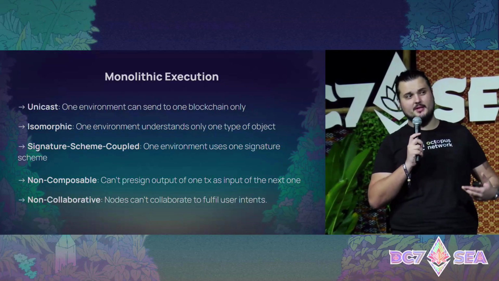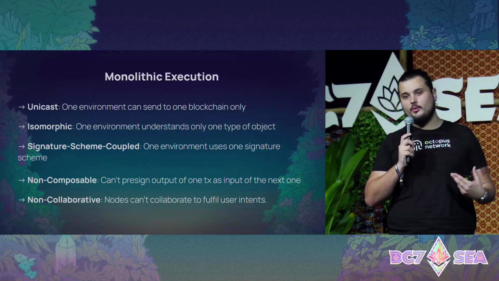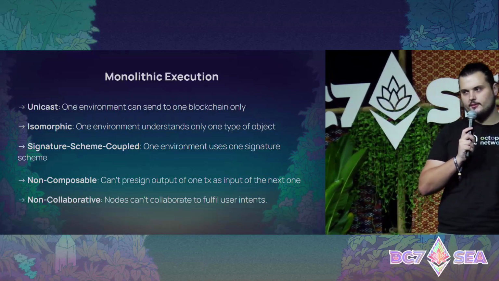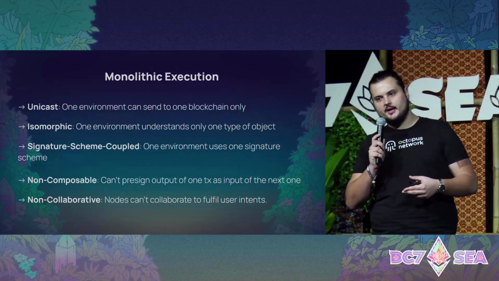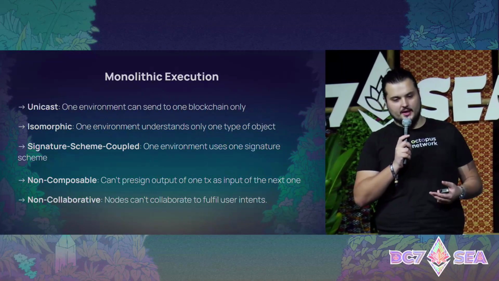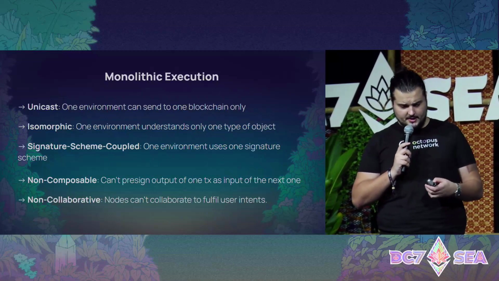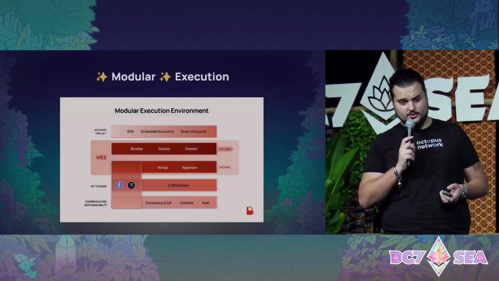They're non-composable. Imagine you are pre-signing two transactions, 1 and 2: you can't pre-sign that the second transaction takes as its input the output from the first transaction. And they're non-collaborative. If you have multiple transactions that you want to execute, first of all, you can't even bundle them in a single object, but even if you could, there is no way for a collaborative execution where, let's say, a solver solves for a fraction of your transaction, then a bundler solves for the next fraction of your transaction, etc. These are the problems with monolithic execution.